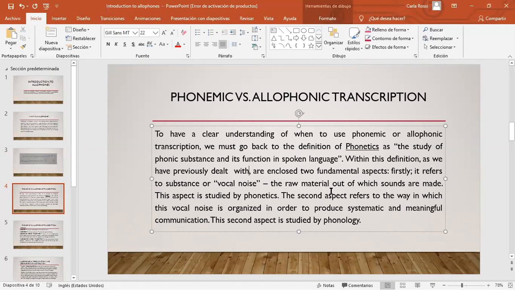The second aspect refers to the way in which this vocal noise is organized in order to produce systematic and meaningful communication. The second aspect is studied by phonology. It's more or less what I said. So, because this was also a question on the first task, how would you say each kind of transcription corresponds to which part of the phonetics study? Phonemic is part of which kind of transcription, and allophonic is part of which kind of transcription?